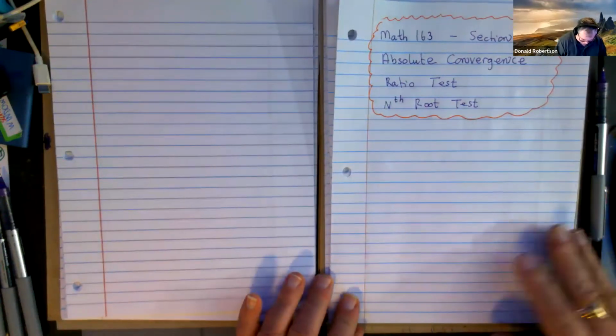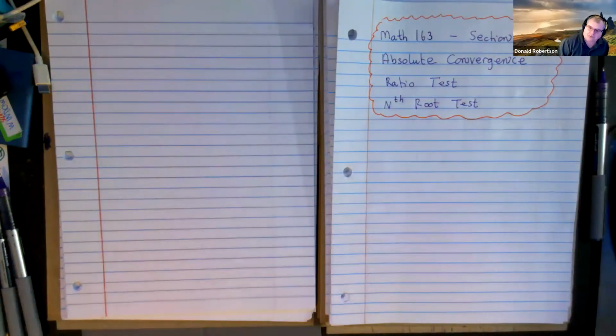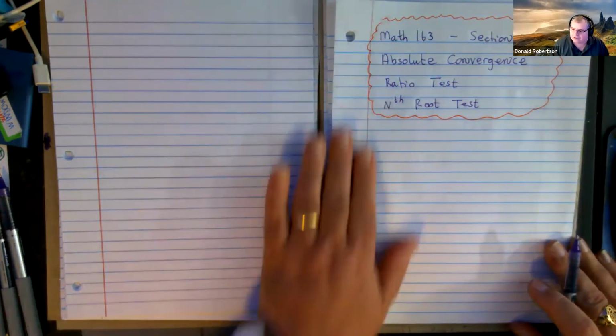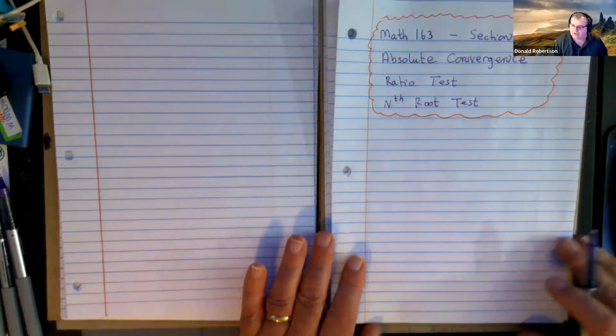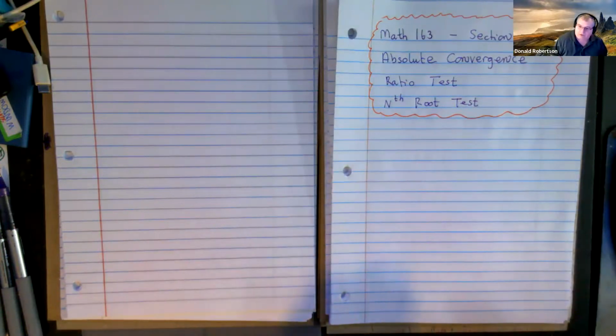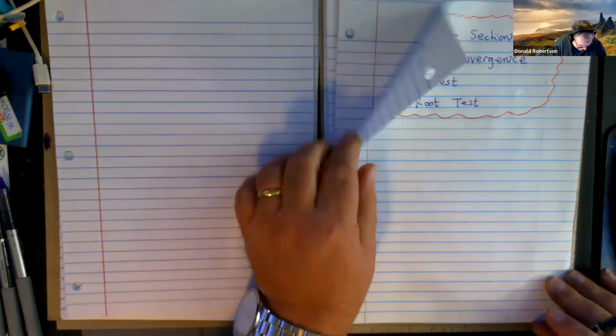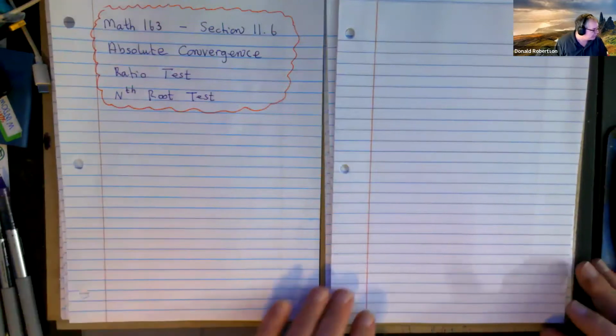Section 11.6 has the last two tests. So we're going to learn about a thing called the ratio test and another one called the nth root test. And connected to those, we're going to talk a little bit about the different kinds of convergence. Up to this point, we've just said something converges, but actually there are two flavors of convergence. One is a much stronger version than the other. So let me start with the ratio test.